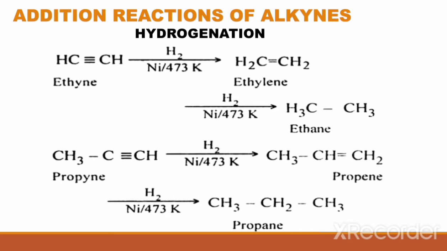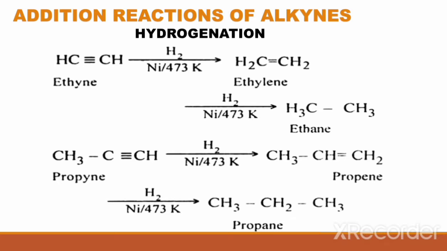Hydrogenation, in which addition of hydrogen occurs. We will take the simplest alkyne, that is ethine, that will react with nickel at some temperature in the presence of hydrogen molecule, and this hydrogen molecule will break the pi bond, and this ethine will convert into double bonded ethylene, and then the procedure will repeat in the presence of nickel and some temperature and hydrogen molecule. Then firstly, ethine, means triple bonded carbon, will convert into ethane, single bonded carbon.